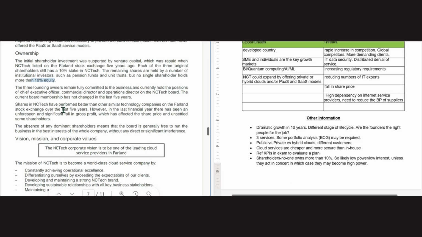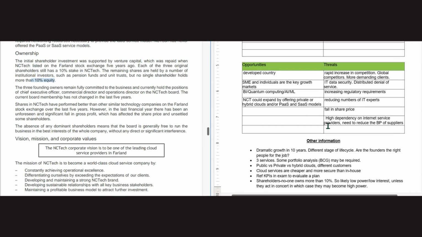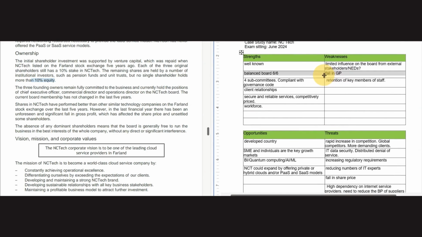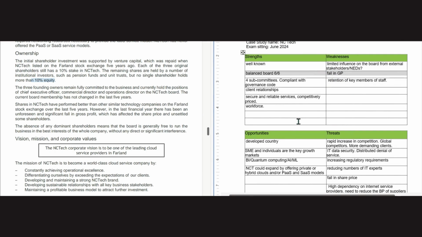And then they tell us that shares have done well recently, but there's been an unforeseen and significant fall in gross profit, which has affected the share price and unsettled some of the shareholders. So the threat is a fall in the share price, because suddenly we could have a hostile takeover bid, so that's a threat. And we've had a fall in GP, in gross profit, so that's a weakness.